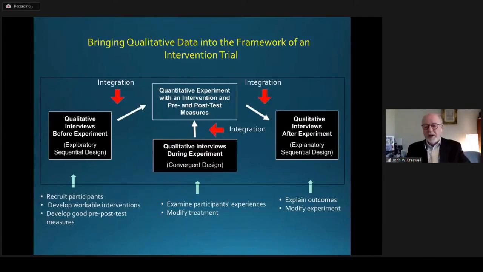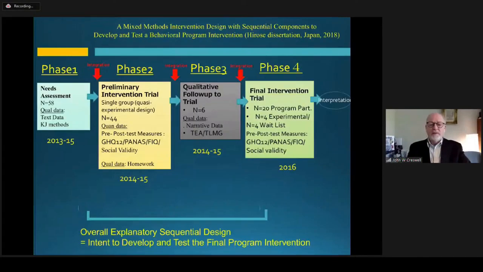Or bring in qualitative data after the experiment to actually follow up, because we know in a good experiment, we find out whether the treatment works, and we have some statistical values, p-values, confidence intervals, but we don't know why it worked, so we can follow up qualitatively. So one popular complex design is to bring qualitative core designs into the framework of an intervention trial.